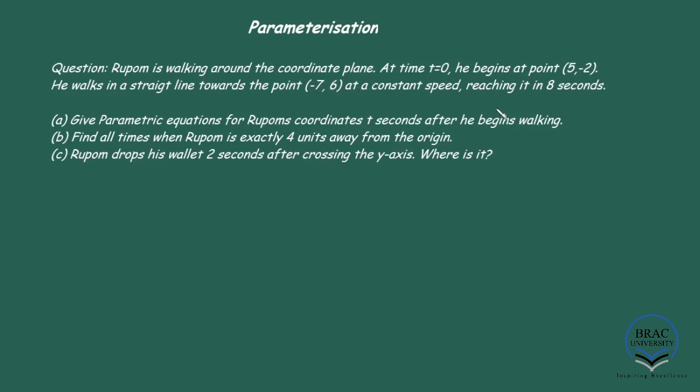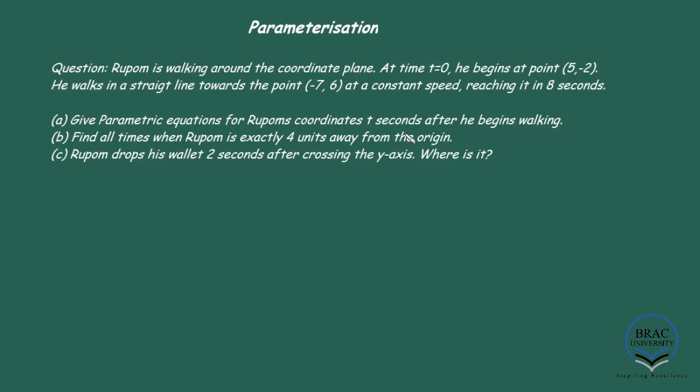And Rupam reaches the ending point starting from the point (5, -2). The time it takes for him to go from 0 seconds to 8 seconds, so the total time it takes is 8 seconds. Now we have to answer all these questions from this given scenario. So we have to give parametric equations for Rupam's coordinates t seconds after he begins walking.